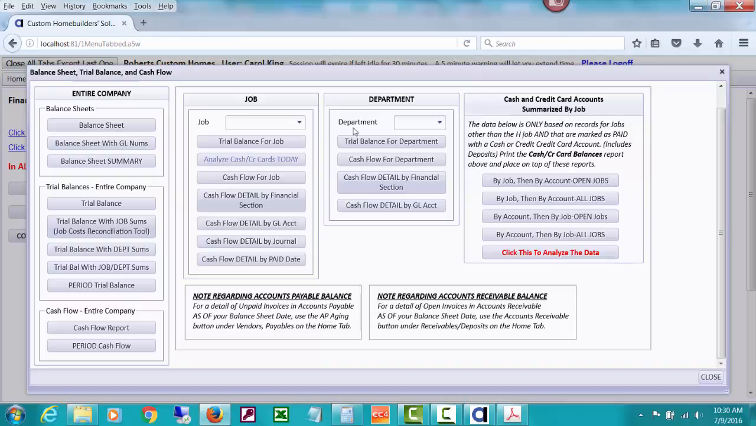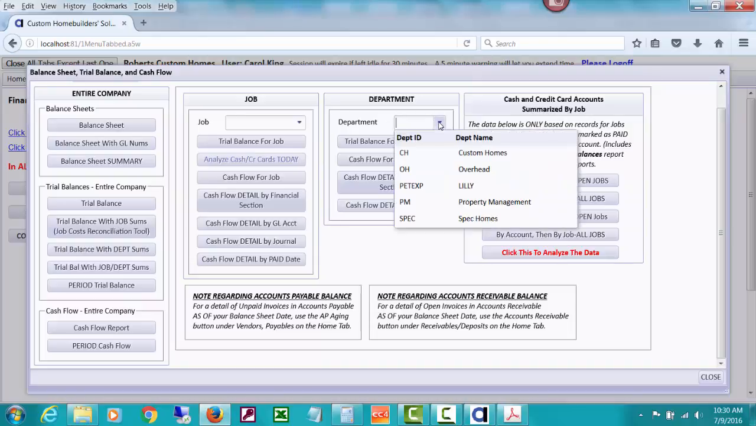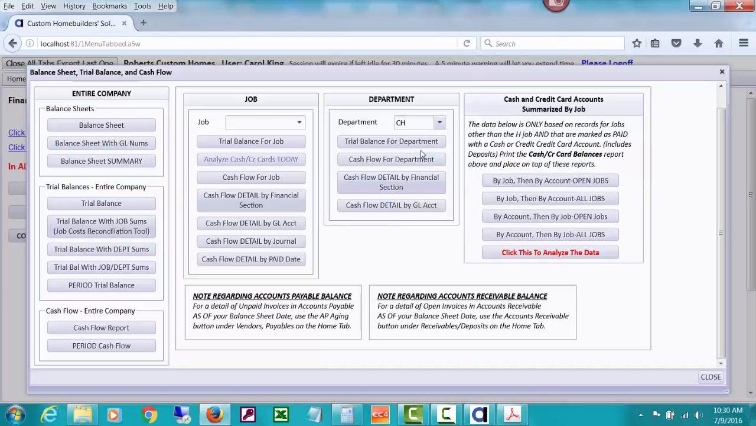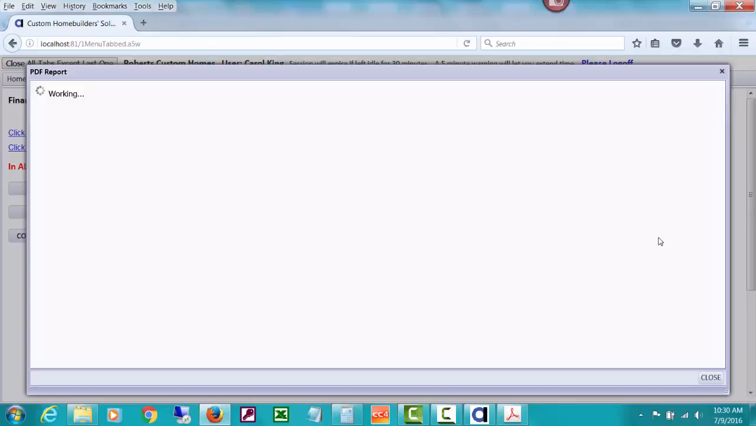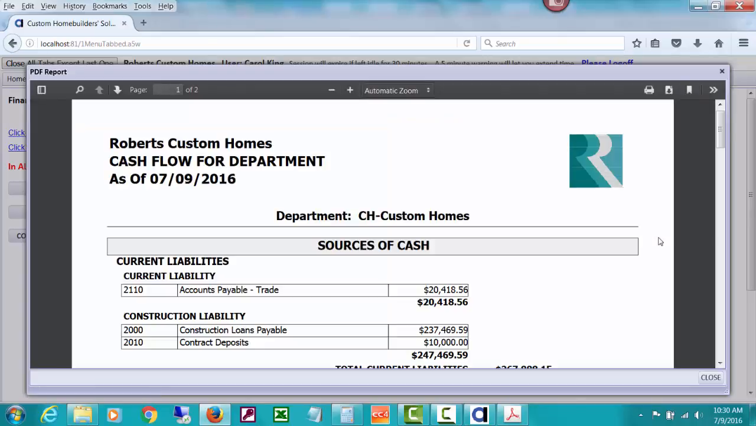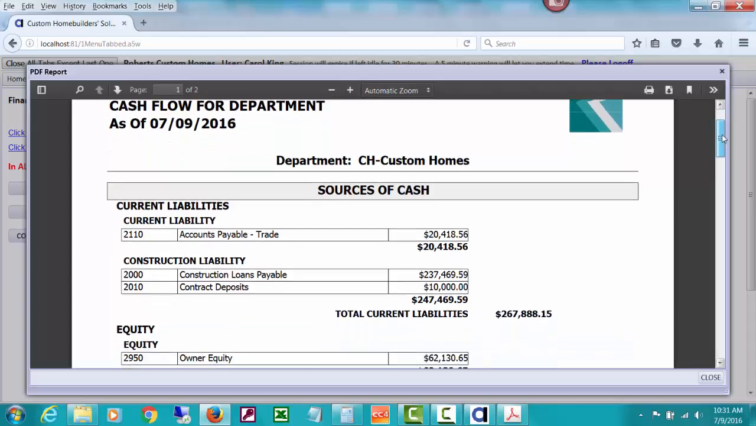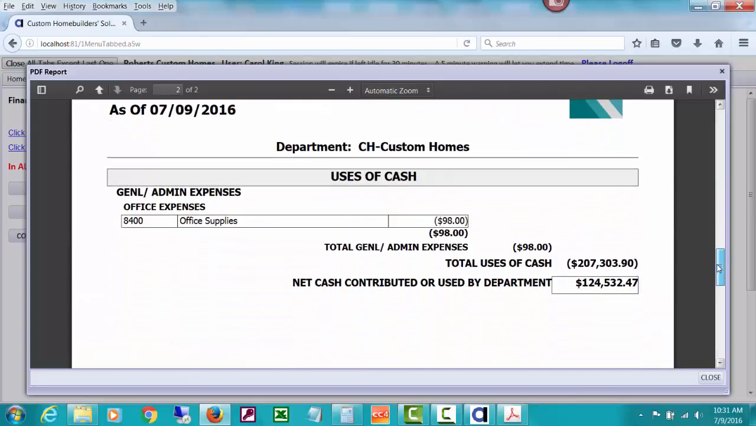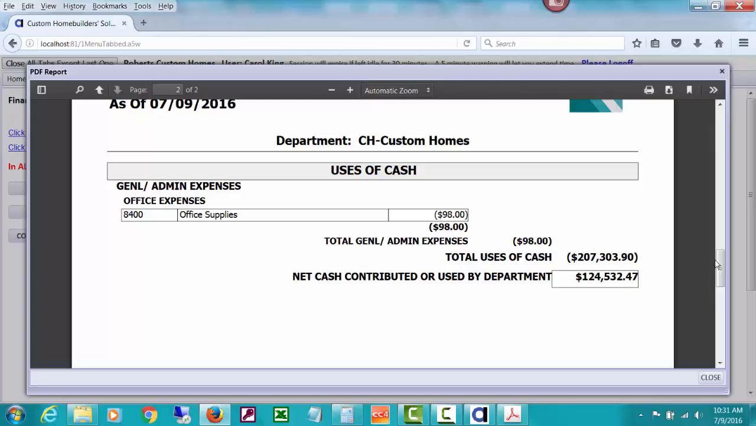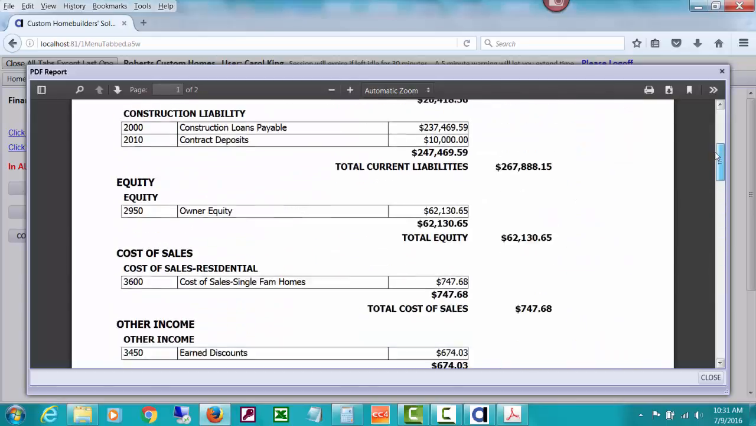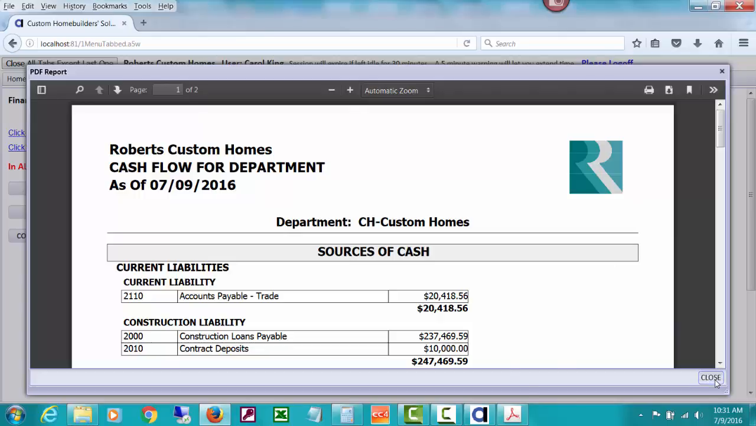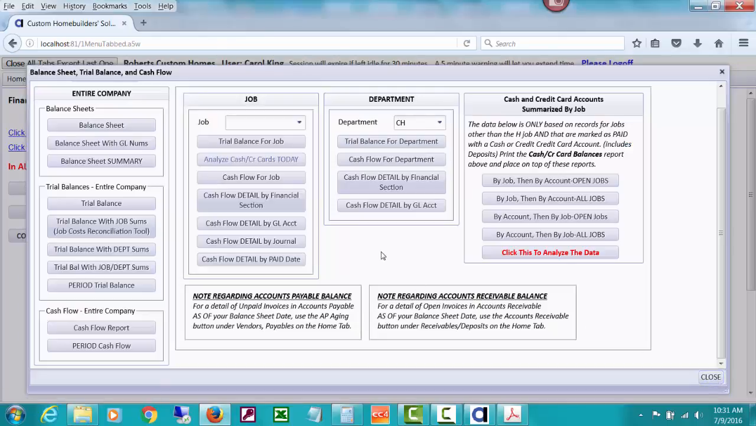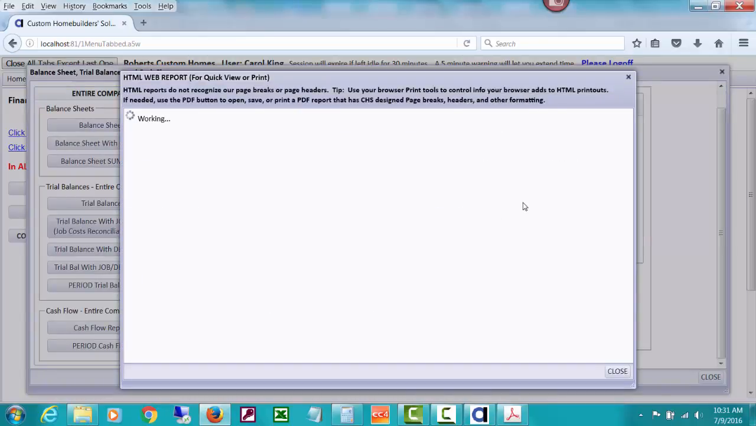And I'm going to just jump over and show how it can do it for a department. Let's do the custom homes department maybe. Cash flow for department. It's the same thing, only the entries that it's looking at to do this are entries that were marked with that department. So you can basically take a look at it and see how much has been contributed by that department, how much cash through to today since the beginning of time. Also, if you need to see the detail, you might look at the detail by GL account if you want to know what all of that's made up of.